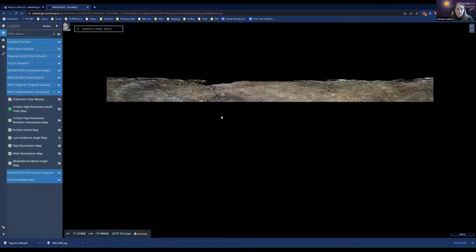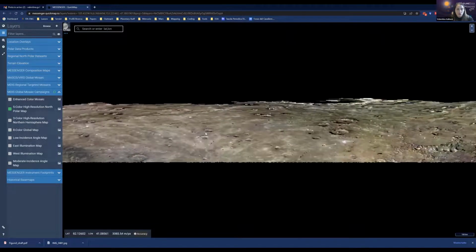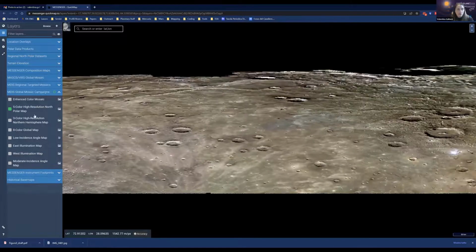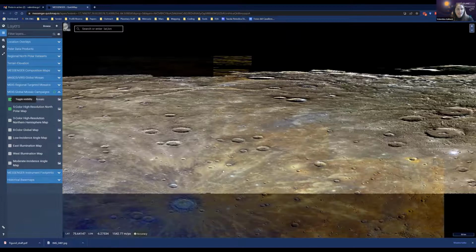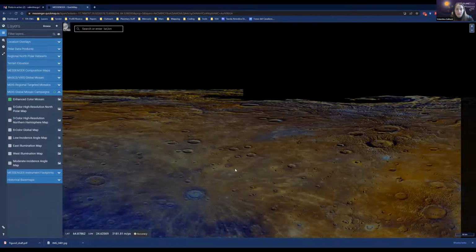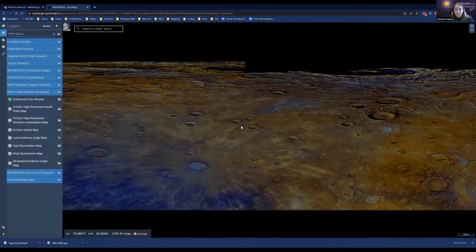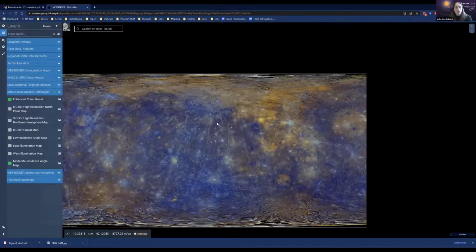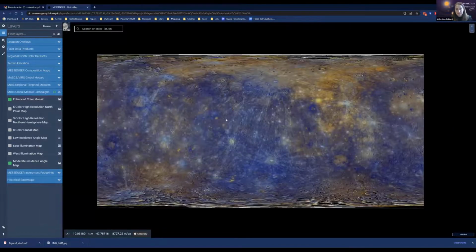So there are several color base maps. For example, the North Polar region is also covered by a 5 color base map, where you can choose between 5 bands. And then there is the famous enhanced color base map, which is basically the result of a principal component analysis of all available bands. Okay, so all these data sets are useful to study Mercury.